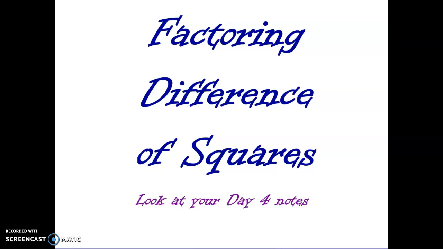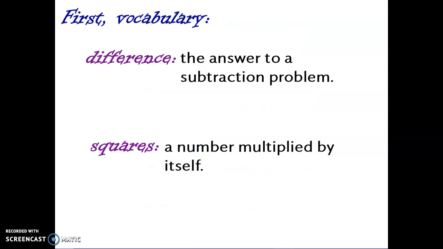In this video, we are going to look at a different kind of factoring. We're going to be factoring a specific type of quadratic called difference of squares. So in order to understand what this is, it would be helpful if we practiced a little bit of vocabulary. The word difference, if you remember from what you've done in the past, is the answer to a subtraction problem. So when we look at these quadratics, all of them will have a subtraction sign because we're looking at the difference of squares.